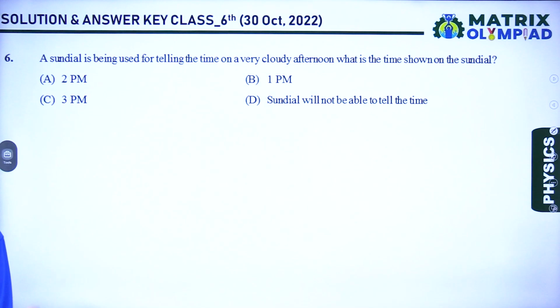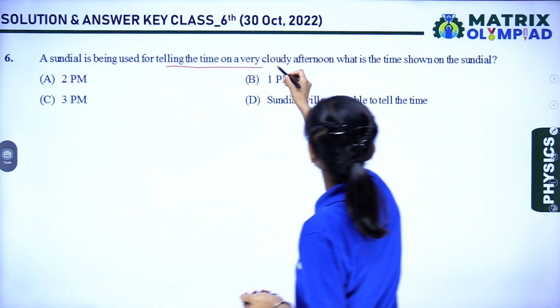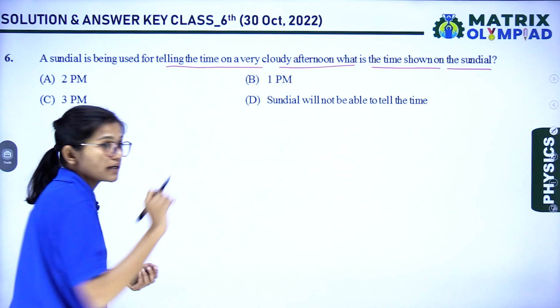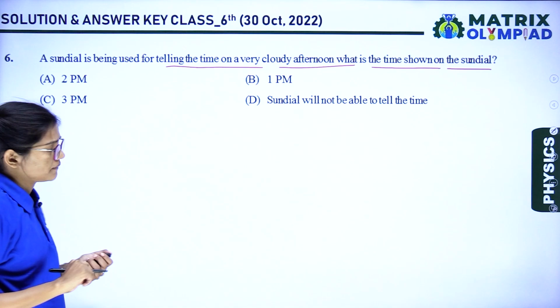A sundial is being used for telling the time on a very cloudy afternoon. What is the time shown on the sundial? Okay. Sundial, it is an instrument that is used to find the time. And it just tells the time with the help of sun shadow.